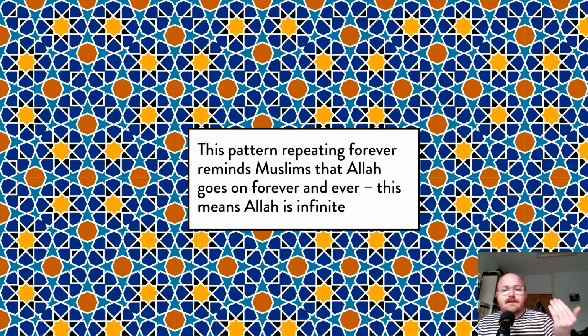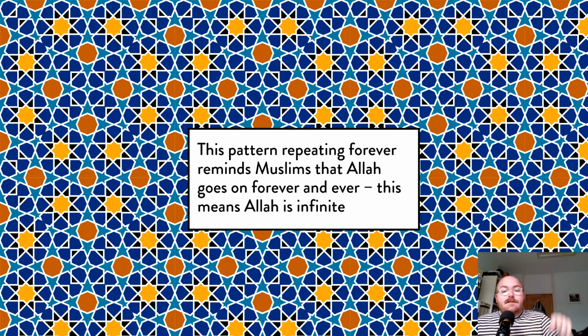So the fact that the pattern repeats forever reminds Muslims that Allah goes on forever. So if you remember, one of the things that we learnt about Allah a couple of weeks ago was that Allah goes on forever. Allah is not bounded. Allah is not restricted by human space. There's no shape or form or gender to Allah. So Allah is just what's called infinite.